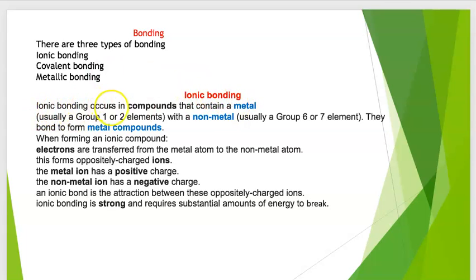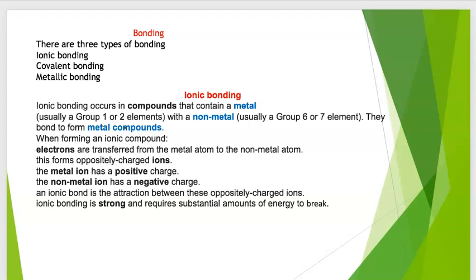Now ionic bonding occurs in compounds that contain a metal, usually a group 1 or 2 element, with non-metals, usually group 6 or 7 elements, and they bond and form compounds. So ionic bonding specifically happens between metals and non-metals. Okay, group 1 or group 2 metals and group 6 or group 7 elements. Okay, so that's ionic bonding.